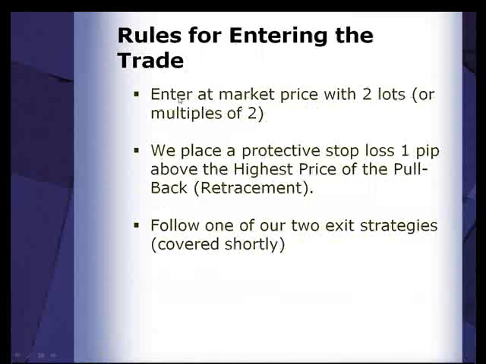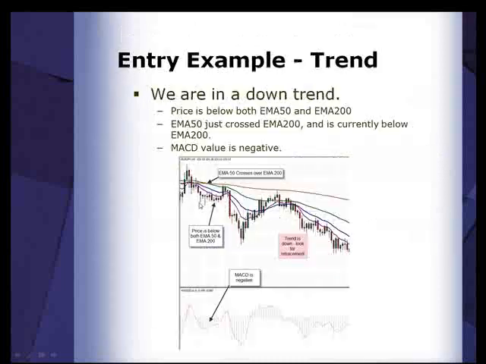When we're entering a trade, we place an order at market price with two lots or multiples of two, and I'll talk about multiples of two when we calculate the correct trade size in the money management portion of these training videos, video 5. We then place a protective stop loss 1 pip above the highest price of the pullback or retracement, and then we follow our two exit strategies to exit the trade profitably and at the right points.